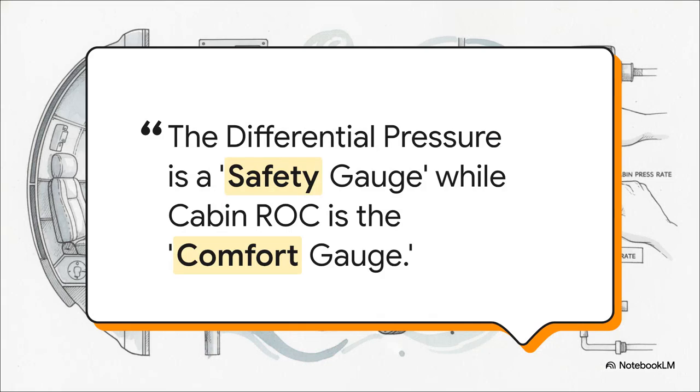To tie this whole system together beautifully, there's a fantastic little trick from the manual to view your instruments. I call it the 2 C's rule. Well, sort of. Think of it like this. Your cabin rate of change gauge is your comfort gauge. You jab the switches to keep that needle smooth so the passengers are happy. But your differential pressure gauge, that is your ultimate safety gauge. That is what protects the actual structural integrity of the airframe. Comfort versus safety. You've got to balance and monitor both carefully.